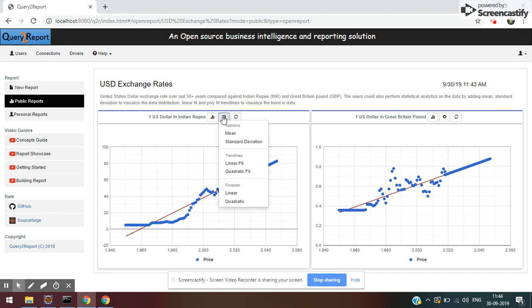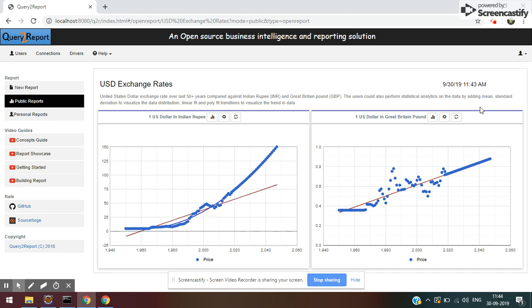Let's now plot quadratic regression predicted values. The predicted value is around 150 rupees for a single dollar by 2047, whereas it is around 0.66 for the pound.